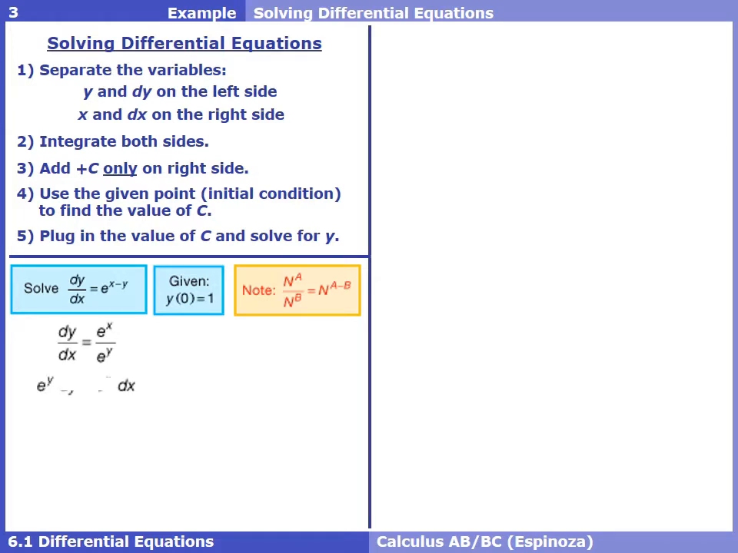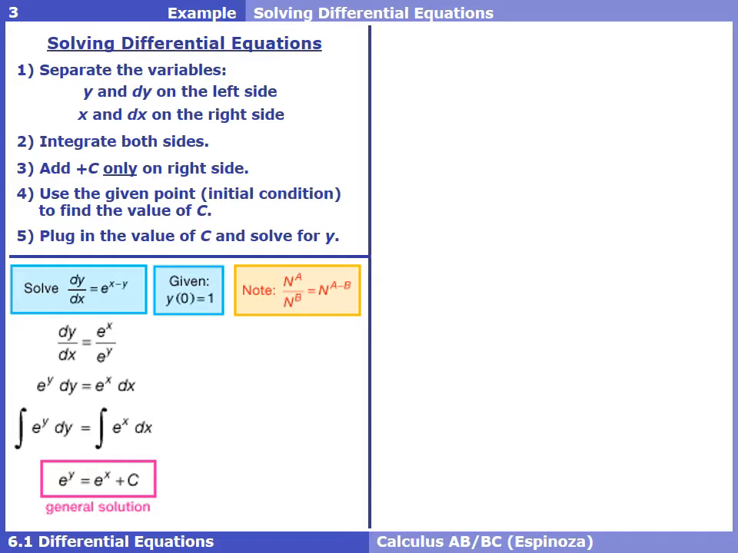If we do a little cross multiplication, so to speak, we'll get e to the y times dy equals e to the x times dx. So we've achieved what we were looking for in step 1 above. We separated the variables with the y's and dy's on the left, x's and dx's on the right, and now we can integrate both sides. The integral of e to the y is e to the y. The integral of e to the x is e to the x. And just like step 3 says, we're only going to put the plus c on the right side.